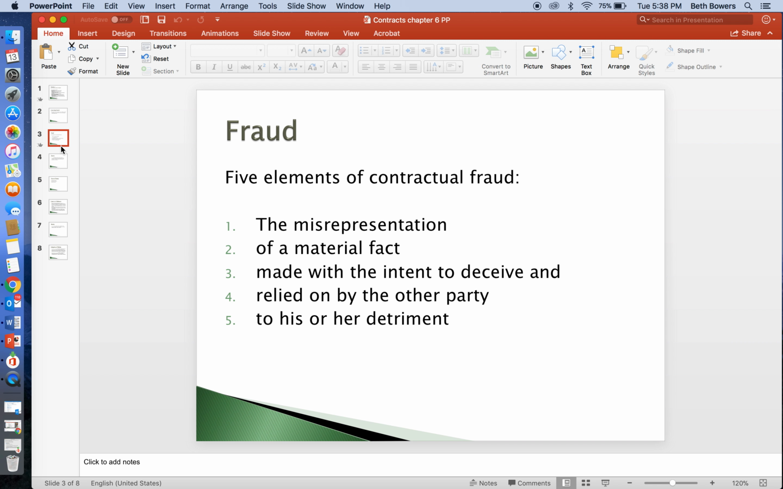Now, if there is no deceit and it's simply an innocent misrepresentation of a fact, even a material fact, this would just be considered a misrepresentation. But the innocent party still has the same power to void the contract if he or she wants.